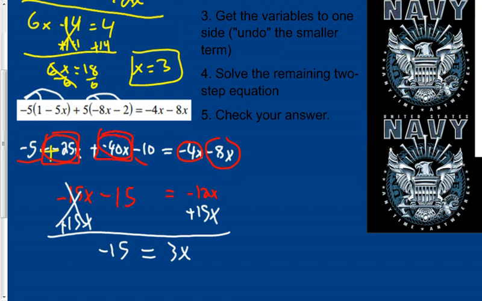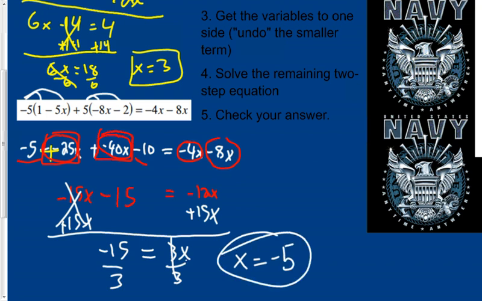It's not even two steps. This one ends up just being a one-step equation. So we can divide both sides by 3, and we'll have our x. X equals negative 5. So really it ended up not being too bad. 1, 2, 3, 4 steps. And we get x equals negative 5.